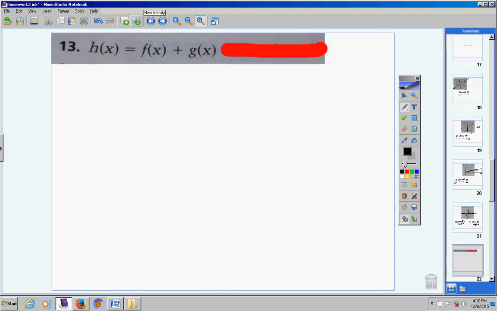Alright, numbers 13 through 19. We're going to add these two functions. We're going to either add, subtract, multiply, or divide these two functions together, okay? So here we go. The two functions are f of x equals x plus 1, and g of x equals 2x. Okay, number 13 says we're going to take our f function right here plus our g function.